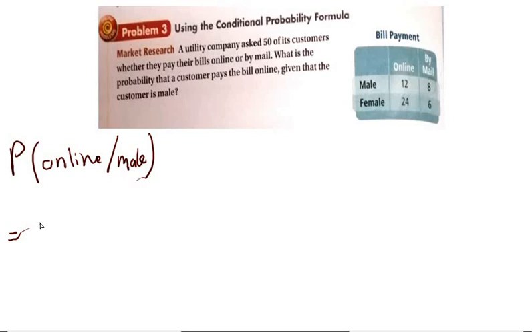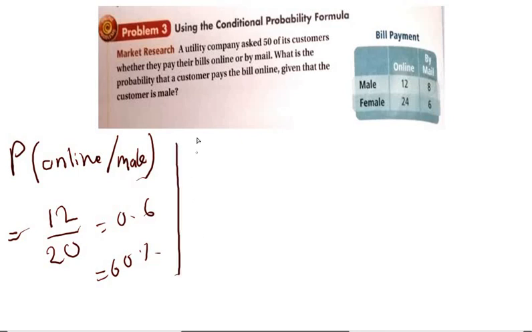If we solve it using the previous method, the method that we used to solve problems 1 and 2, we divide the number of the mail customers that pay the bill online, which is 12, over the total number of mails, which is 20, and this is equal to 0.6 or 60%. Now let's use the probability formula and see the difference.